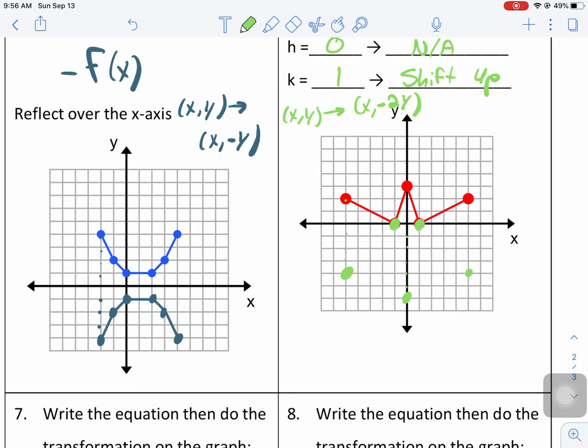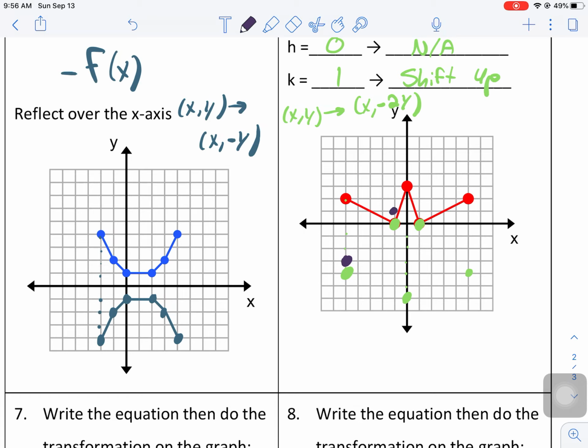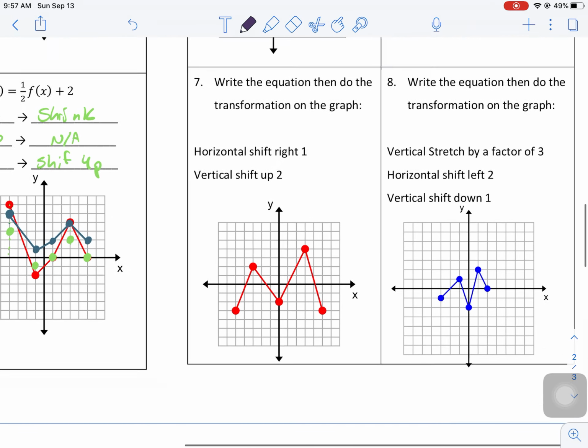So -4 again. Okay, and then our k value says all of those things are going to get shifted up 1. So we go up 1, up 1, up 1, up 1, up 1. And then if we connect the dots, what it should look like is a flip over the x-axis. Then we stretched it to make it taller, and then we shifted everything up 1. And that looks right? It looks like we pulled this apart, we flipped it over the x, okay? And then we shifted everything up, okay?